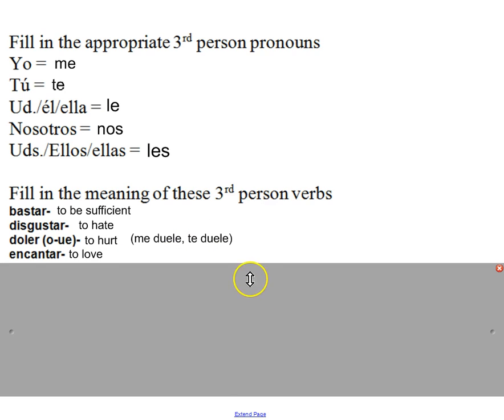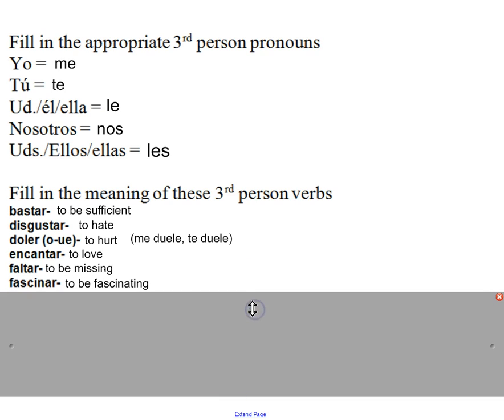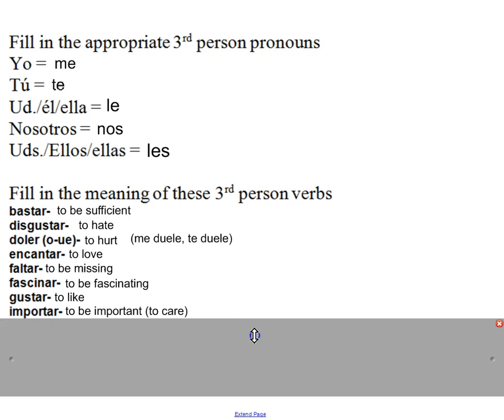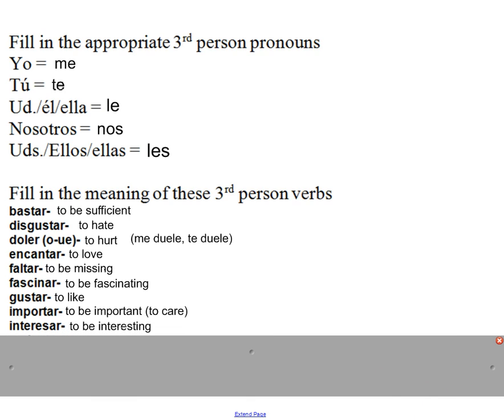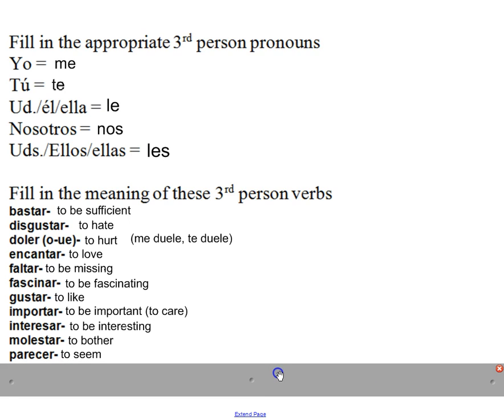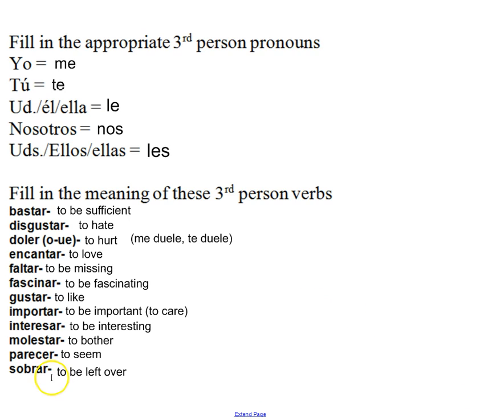Encantar means to love. Faltar means to be missing something. Fascinar means to be fascinating. Gustar, we've seen that one before. It means to like. Importar, to be important or to care. Interesar means to be interesting. Molestar means to bother. Parecer means to seem. And sobrar is the last one on our list here. It means to have something left over. Sobrar. So these verbs, though some of them are AR, you could see, some of them are ER verbs, okay? It doesn't matter. They're all third-person verbs.